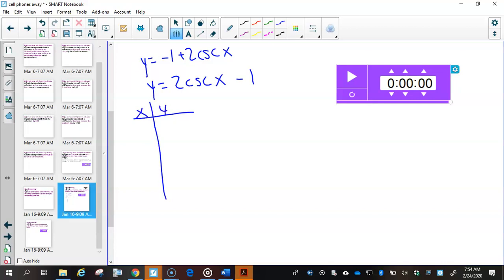So if I'm going back to using my table, all of our asymptotes were where sine was 0, so that was here, here, and here. So those asymptotes are either going to stay there or they're going to change. Do we have any horizontal transformations? No. So they're not going to change. My y's are going to be affected, but that's not going to change where my asymptotes are.